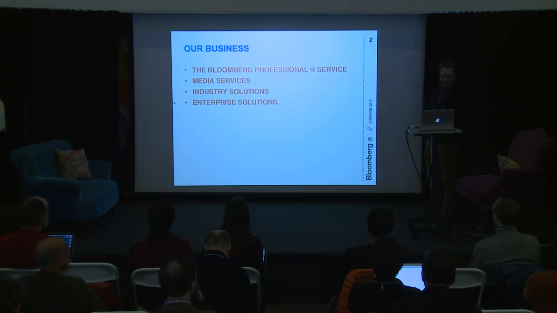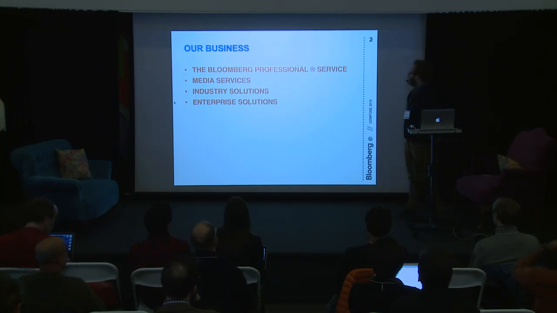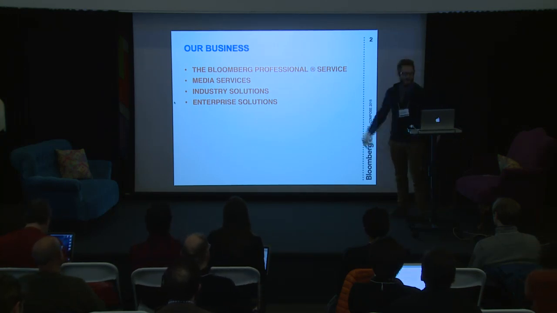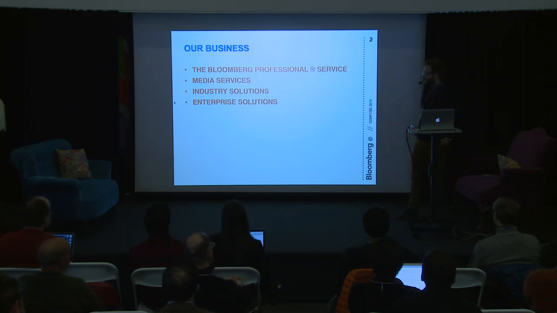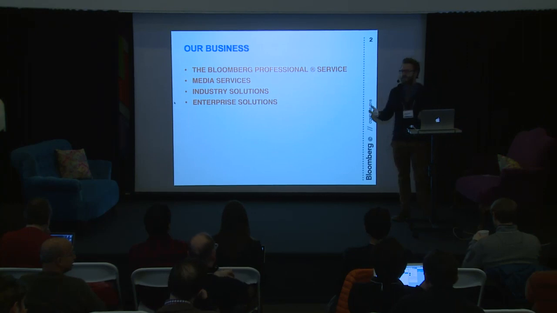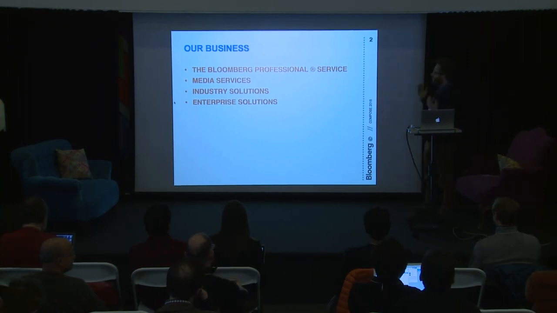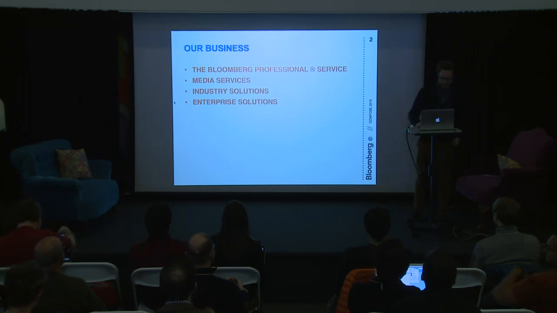So there's a few things that we do. The number one is the Bloomberg Professional Service. That's what is called a terminal. That's a piece of software that essentially sits on 300,000 financial professionals around the world. They all connect together. They all use our tool to make financial decisions based on the analytics and the data that we provide. We also have media services, industry solution, and enterprise solution.